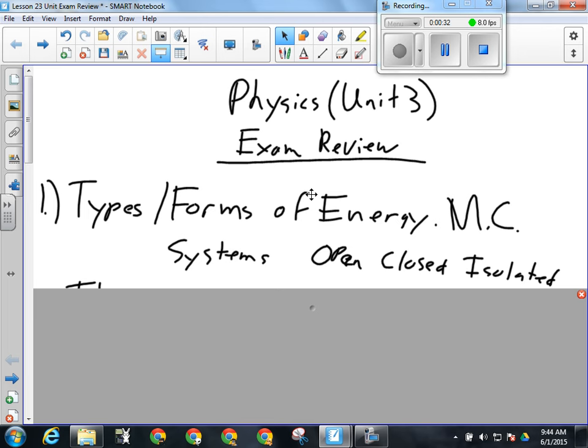So I'd give you a situation involving some form of energy, and you would have to identify what type of energy was being used. You would definitely need to know the systems as well. Systems here: open, closed, and isolated. Again, that's going to be multiple choice type material. So those are going to be pretty straightforward recall type questions.